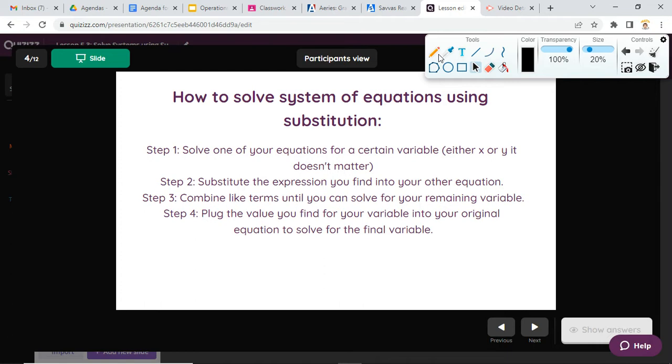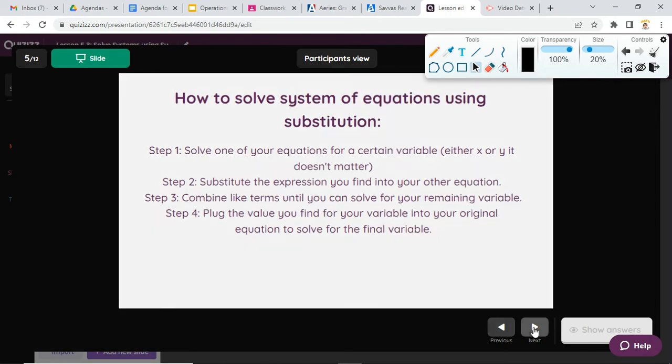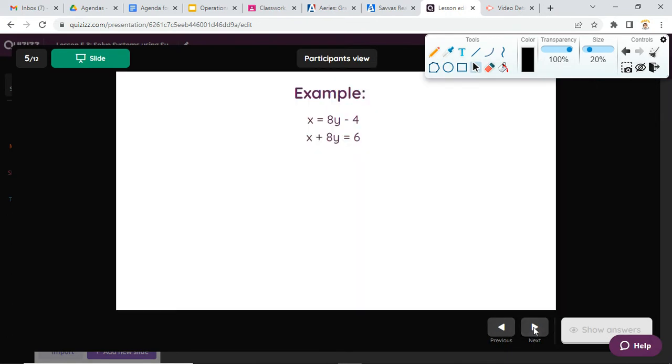After that, you need to make sure you combine like terms until you can solve for your remaining variable. Lastly, once you solve for your remaining variable, plug the value you find for your variable into your original equation to solve for the other variable. Okay, so again, I want you guys to pause this video and make sure you get down those 4 steps. All right, let's start with an example here.